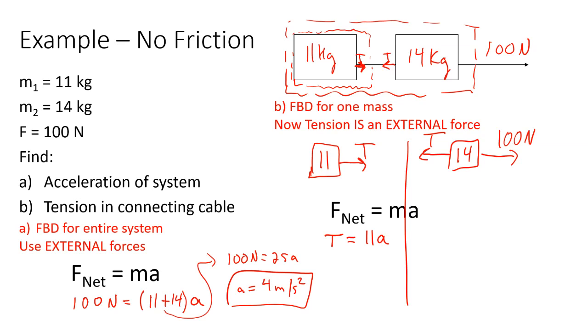And for my A, I'm just going to erase this because I've already solved for my acceleration. It's going to be 4 meters per second squared. So the tension in that connecting rope will be 44 newtons.